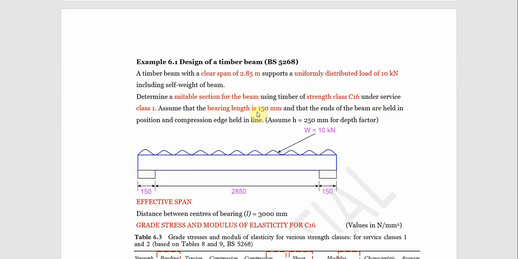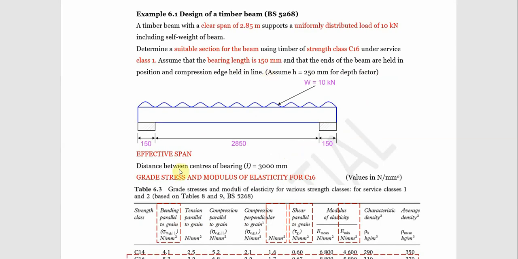Assuming that the bearing length is 150 mm, this is the bearing length, and that the ends of the beam are held in position, and the compression edge held in line. So let's say we are assuming that H equals 250 mm for the depth factor. So the procedure is very simple.